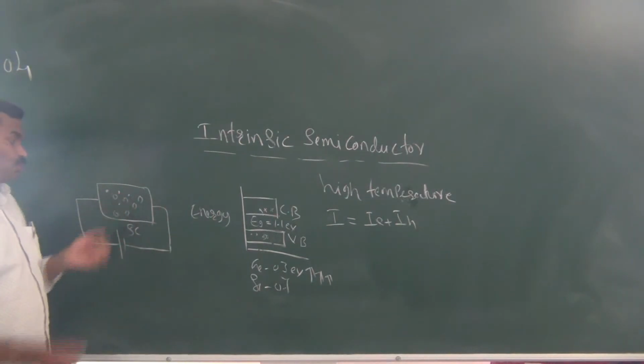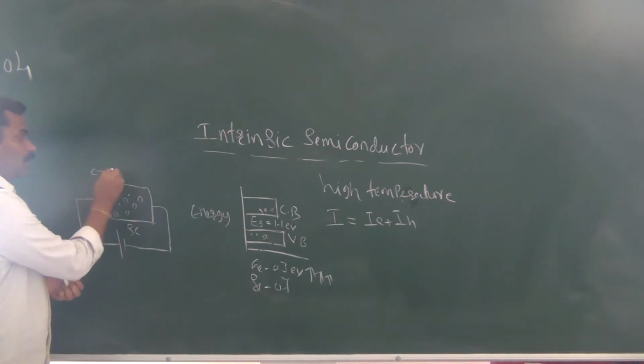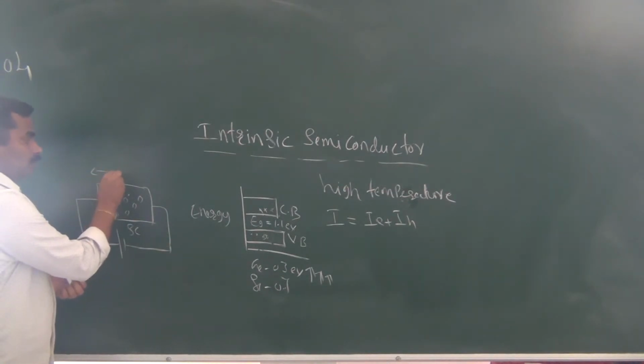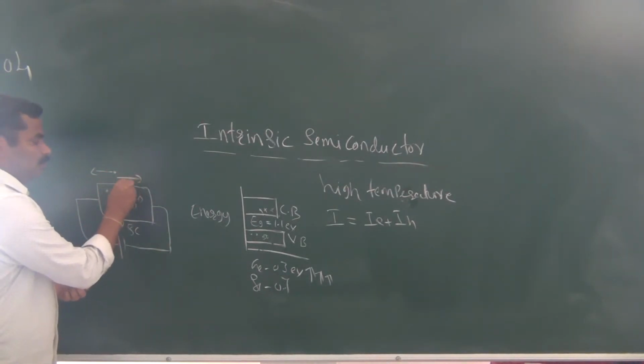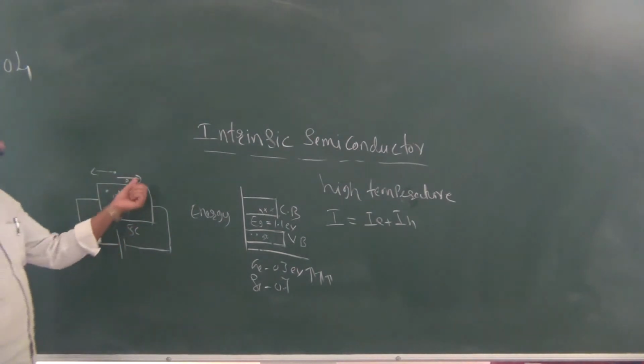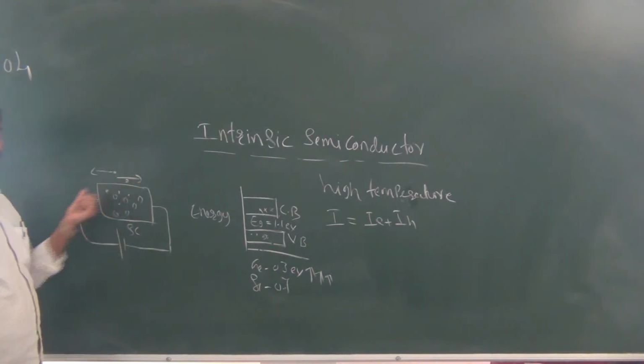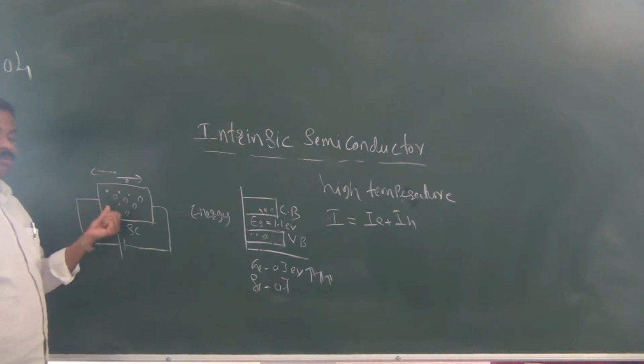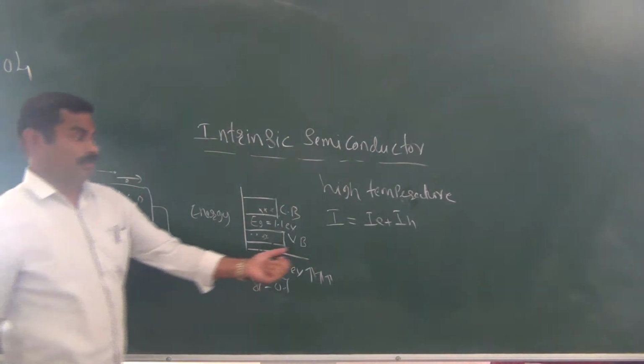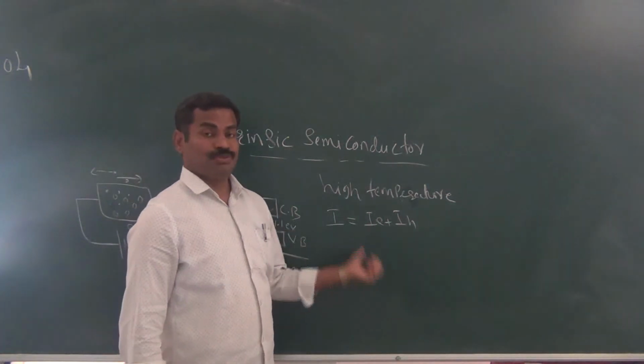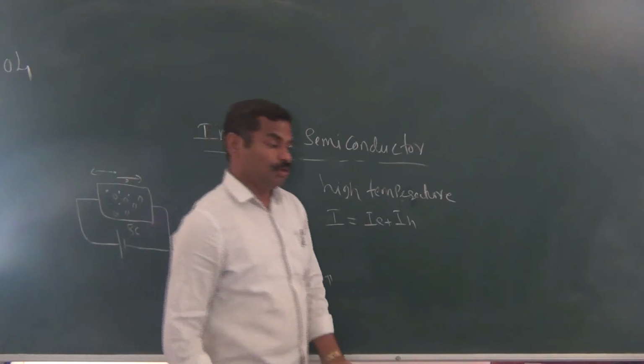And as we know, this electron moves towards the positive side. This is nothing but the movement of electron, and this is nothing but the movement of hole. Always the holes move towards the negative side and the electrons move towards the positive side. This movement of electrons and holes is nothing but the electron current and hole current. This much you studied in the last class.